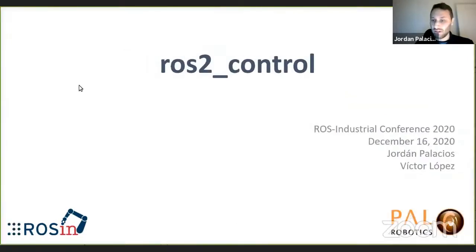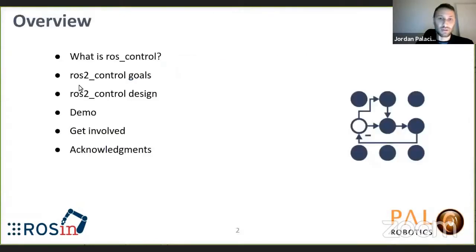All right, so let's do a quick overview. First, we are going to be talking about what is ROS control, that is the predecessor of the ROS 2 control project that we worked on in the last year. Then we're going to talk about the goals and the design for ROS 2 control. Then we'll show you a quick demo with three of the most popular ROS 2 controllers using the Tiago robot. And finally, we'll talk about a bit of the community.